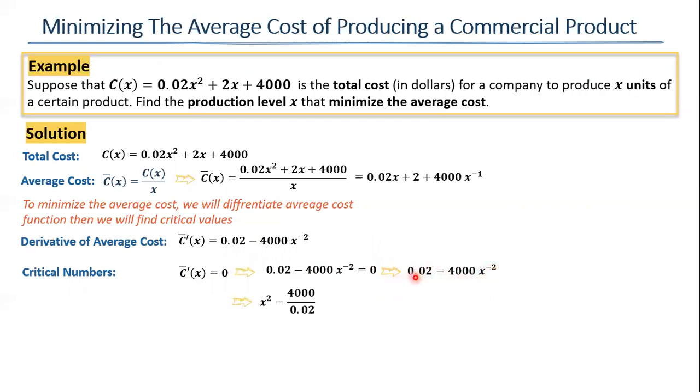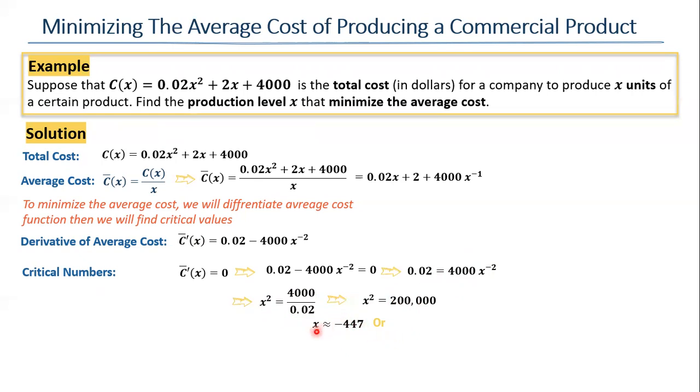So I'll get 0.02x squared equals 4,000 times x to the power 0. x to the power 0 equals 1. And cross, we'll get x squared equals 4,000 over 0.02. By calculator or manually, x squared equals 200,000. So x equals positive or negative square root of 200,000.